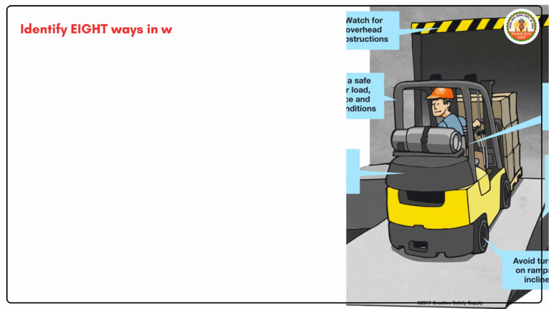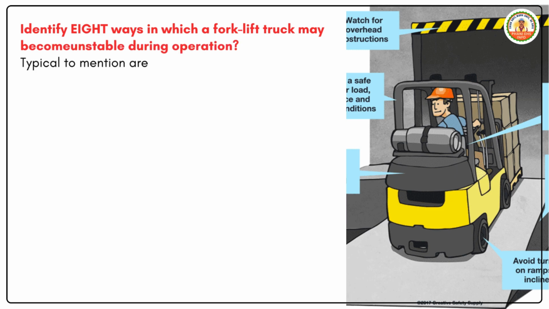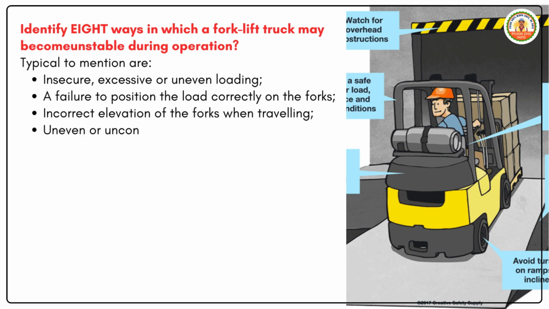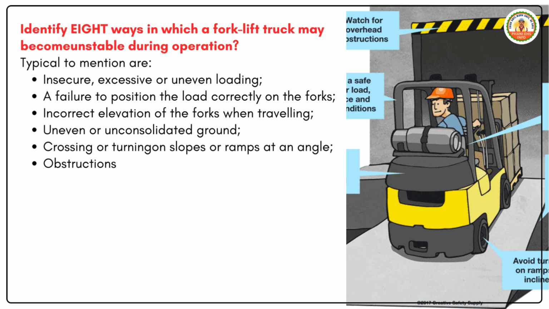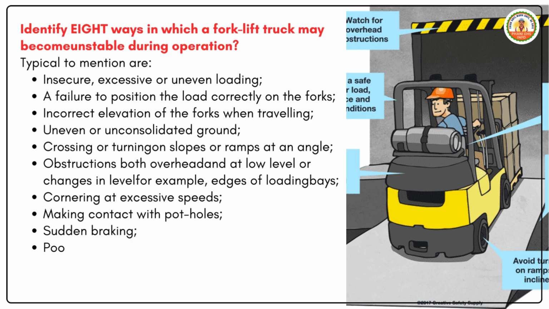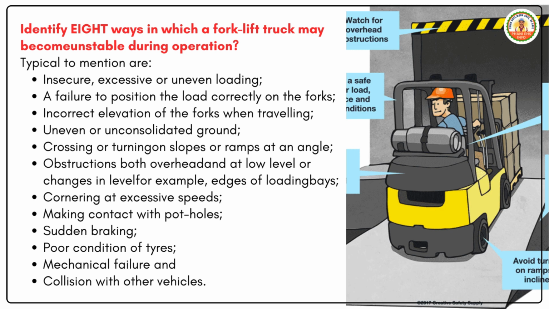Identify 8 ways in which a forklift truck may become unstable during operation. Typical to mention are: insecure, excessive or uneven loading, a failure to position the load correctly on the forks, incorrect elevation of the forks when traveling, uneven or unconsolidated ground, crossing or turning on slopes or ramps at an angle, obstructions both overhead and at low level or changes in level, for example, edges of loading bays, cornering at excessive speeds, making contact with potholes, sudden braking, poor condition of tires, mechanical failure and collision with other vehicles.